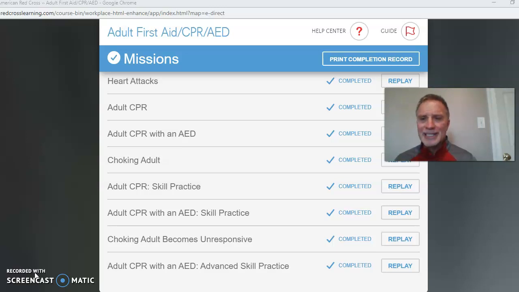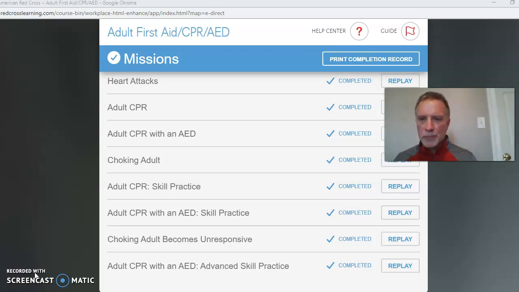So the D, danger. Do not put yourself in harm's way. Do not put anybody else in harm's way as well. If the victim or the casualty is in a situation you can't address, you wait until emergency technicians or EMTs get to the scene. But that is the D. Make sure the stage is safe. So that's the D.